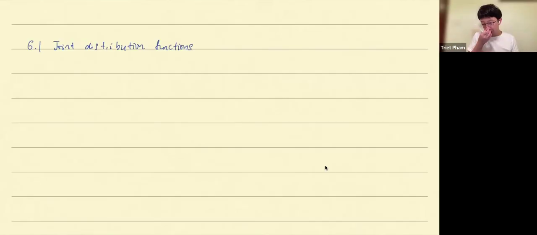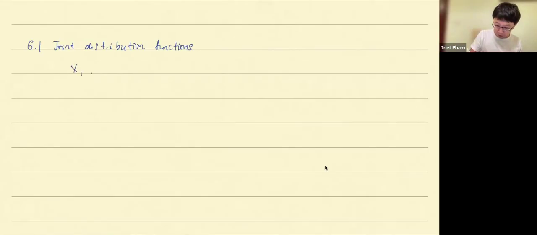We were discussing 6.1, joint distribution functions. And so the point here is that last time we discussed two random variables, but here we can make it a little bit more general.